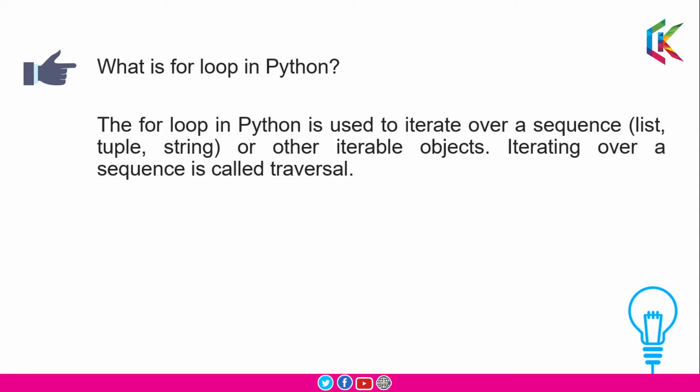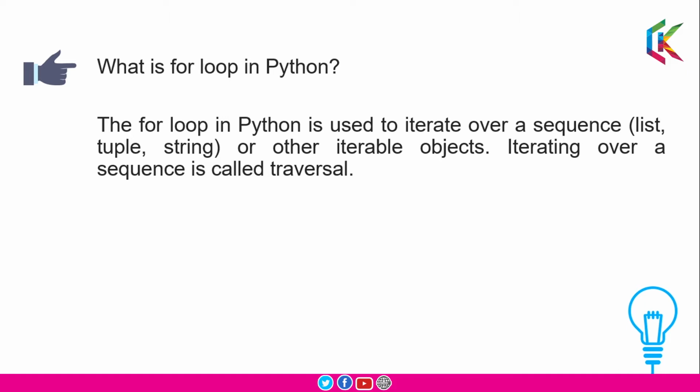So what is a for loop in Python? The for loop in Python is used to iterate over a sequence such as a string, tuple, and list, or other iterable objects. Iterating over a sequence is called traversal.